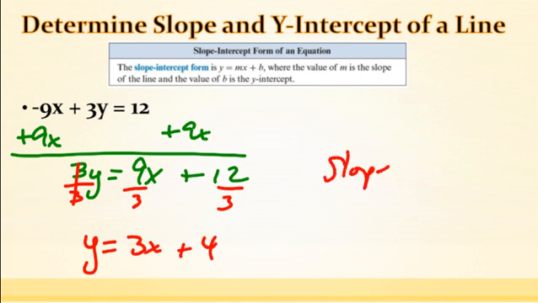So our slope is 3. And our y-intercept is a positive 4.